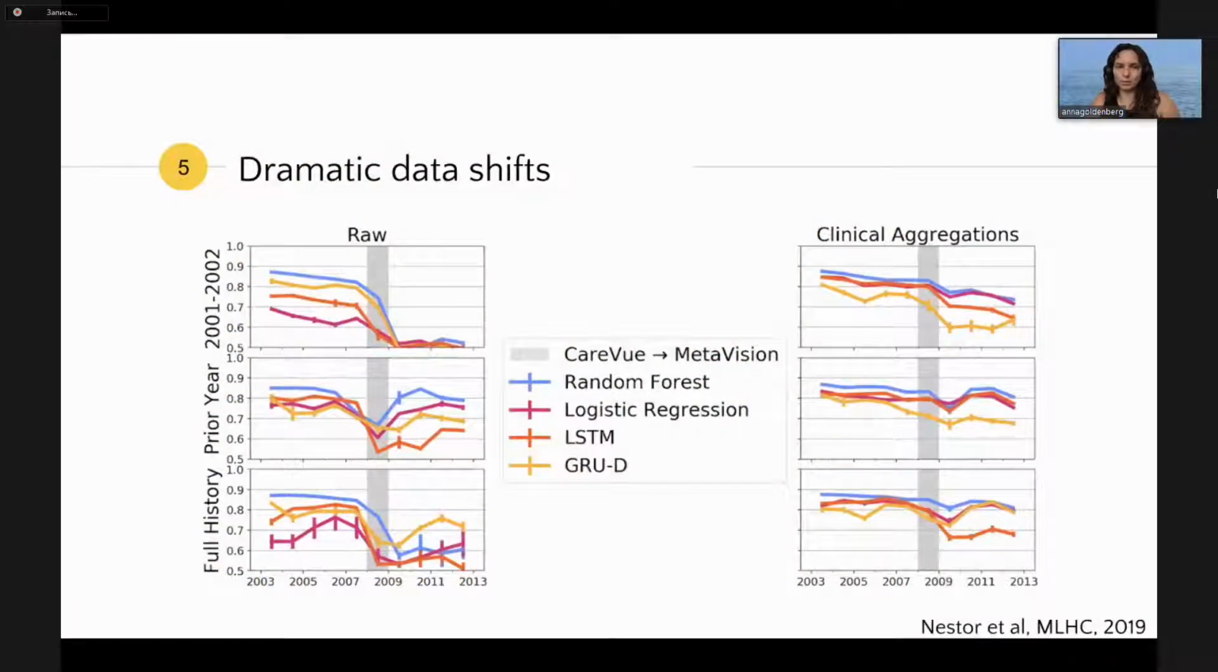Dramatic data shift. So the idea was that up until 2008, the hospital was using one type of medical record recording, right? Everything in the hospital is recorded in sort of this EMR, electronic medical records system. And before 2008, there was one medical record system. And after 2008, they switched to another medical record system.